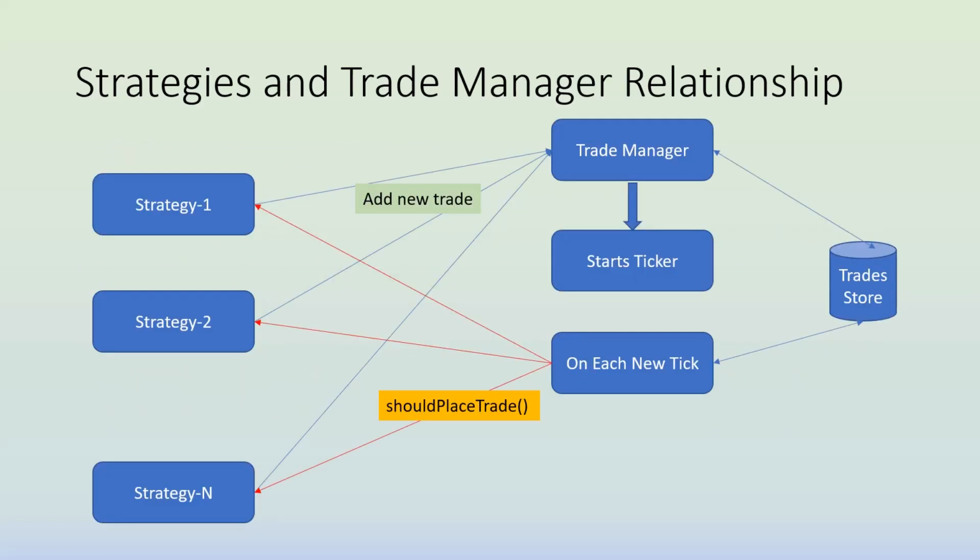If I show the relationship between the strategies and trade manager in terms of a diagram, this is how it looks. There is a trade manager on the right hand side. When you initialize the trade manager from the algo class, the trade manager will initialize and then it will start the ticker. Once the ticker has started, you won't get new ticks right away. When exactly will you get ticks? Only after you subscribe the symbols to the ticker, right? So how does that happen? Let's see.